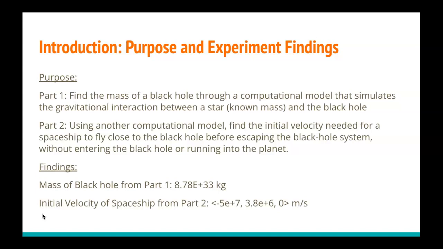Some of the findings were that the mass of the black hole from part 1 was 8.78 times 10 to the 33rd kilograms, and the initial velocity of the spaceship from part 2 was -5 times 10 to the 7th in the x component, 3.8 times 10 to the 6th in the y component, meters per second.